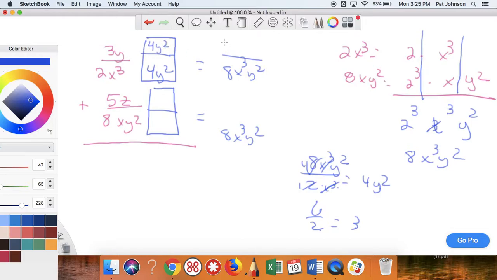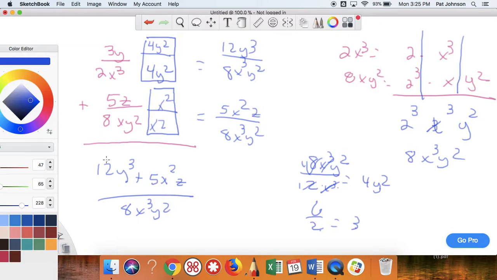I have a monomial times a monomial, so it's 12y cubed. Here, what am I multiplying by? Well, the 8's cancel out, so it's x squared. So 5x squared z. Now I simply add it. 12y cubed plus 5x squared z all over 8x cubed y squared. I can't factor anything out that will simplify with this, so I can just leave it like this. But make sure you keep the parentheses, because these y's and these x's don't cancel out. Remember, this plus, we just talked about it, sticks together.